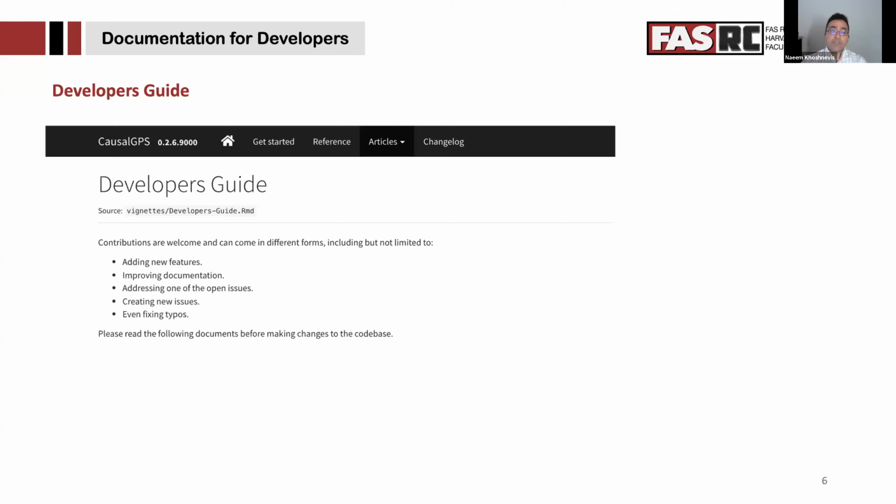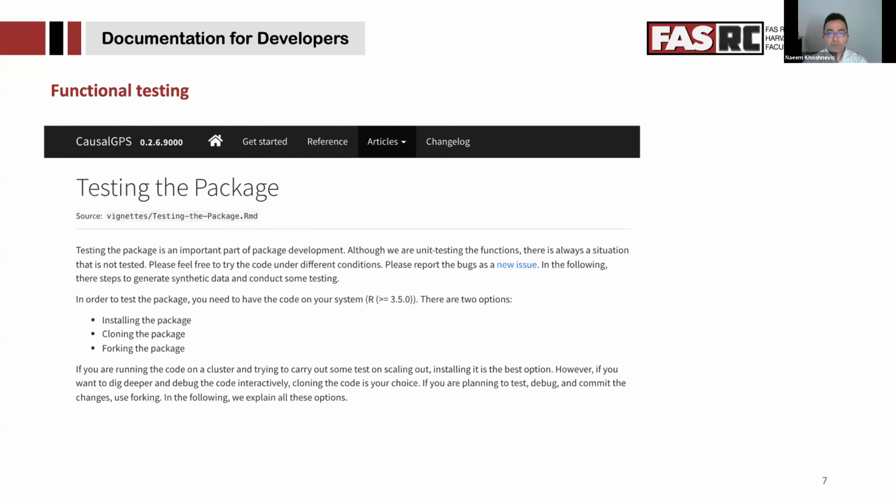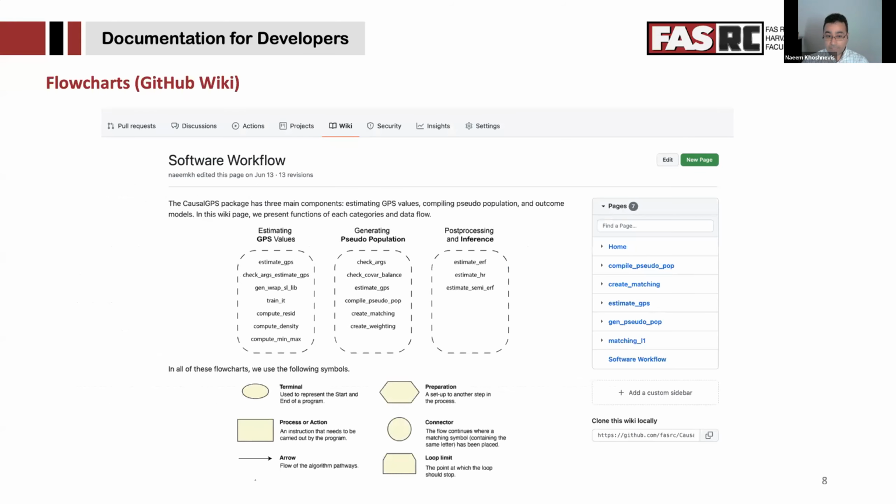We added a developers guide that helps anyone who wants to contribute to the project understand where to start and how they can work on the project. Also, we have functional testing. If there's a developer who wants to contribute to the project, but beyond the level of just a function, they want to redesign the package, the functional testing helps a lot in understanding the big picture of the project. Also, we added flowcharts and algorithms at the GitHub wiki page. In this case, you can take a look at the flowcharts and understand easily what's happening inside the code.